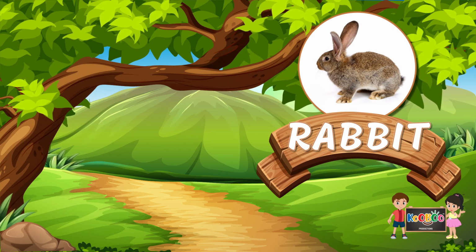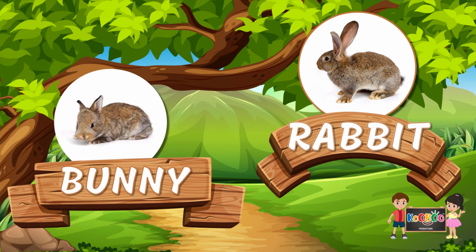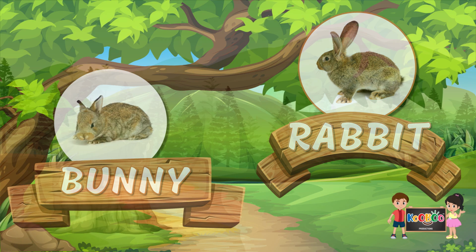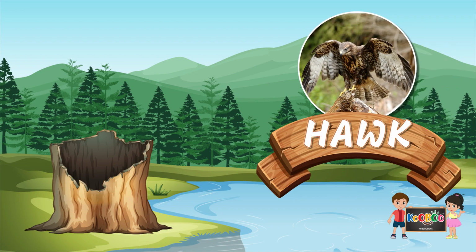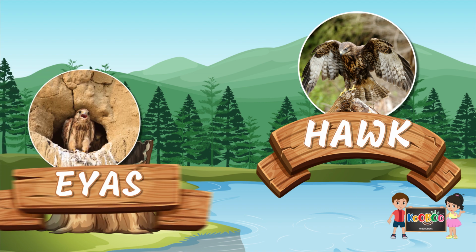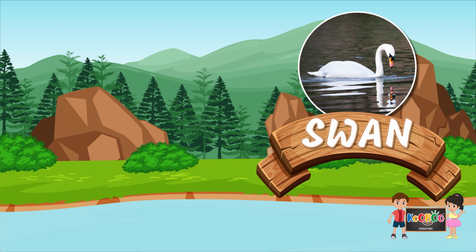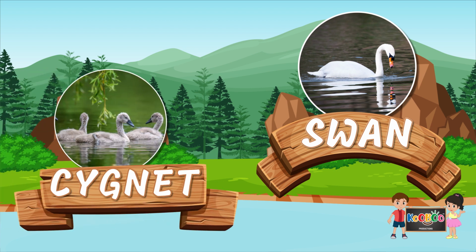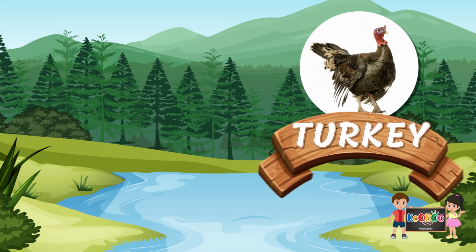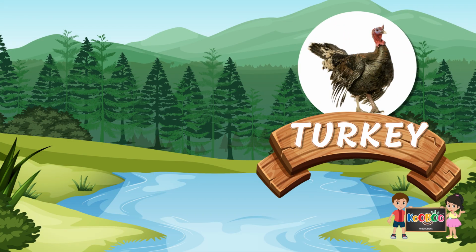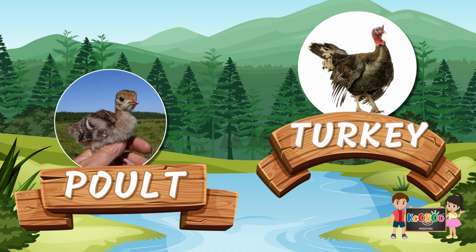Rabbit. Baby rabbit is called Bunny. Hawk. Baby hawk is called eyas. Swan. Baby swan is called Cygnet. Turkey. Baby turkey is called poult.